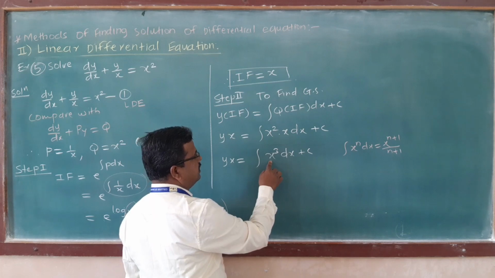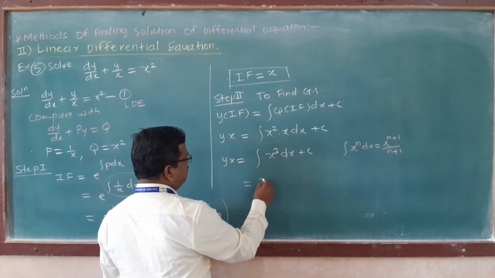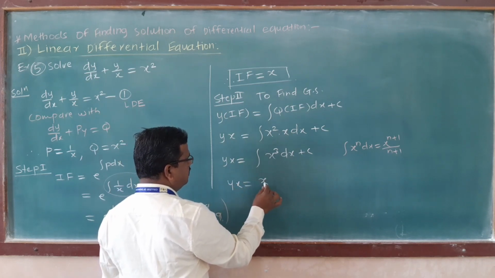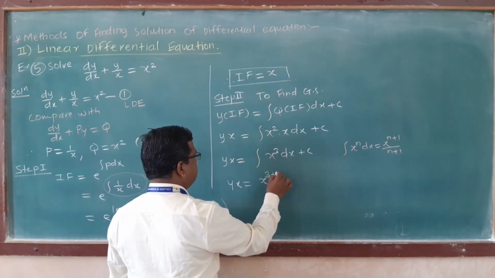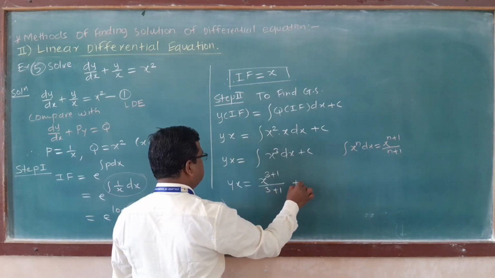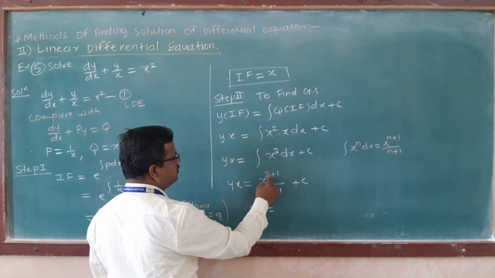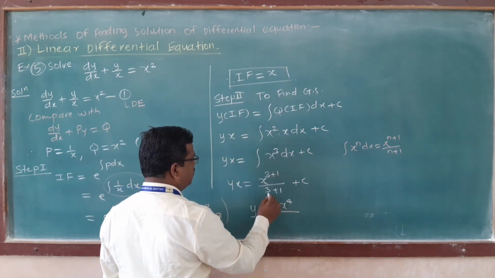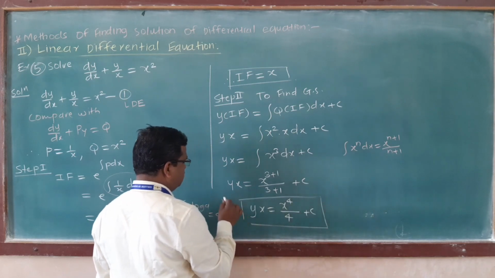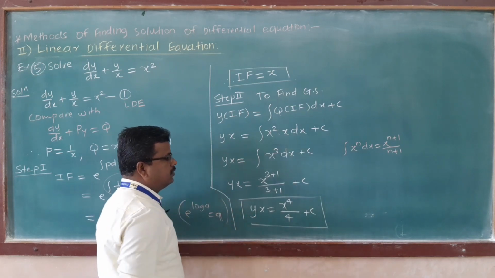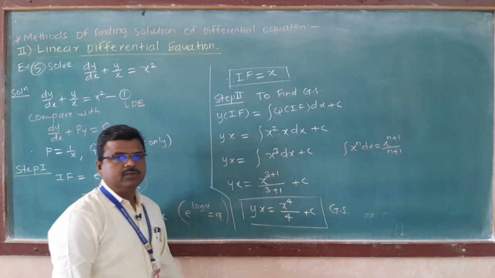Since x cube is a power, use the formula for x raised to n. Therefore y into x is equal to x raised to n plus 1 upon n plus 1, where n is 3, plus c. Therefore we get y is equal to x raised to 3 plus 1, that is x raised to 4, upon 3 plus 1, which is 4, plus c. So this is the required general solution of the given differential equation. This is nothing but the general solution.